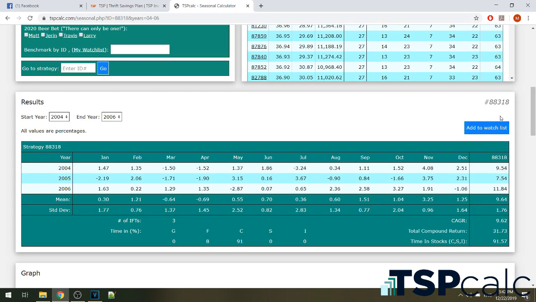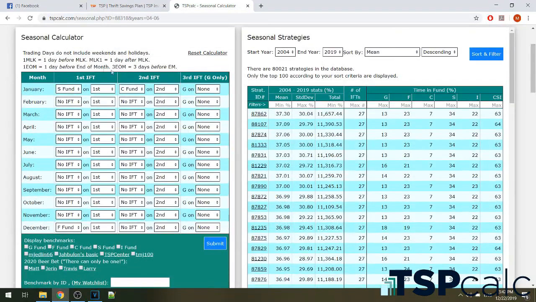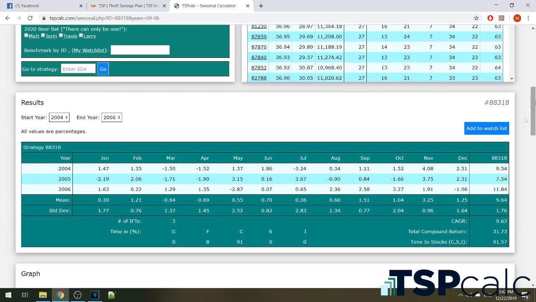So this strategy number 88318, which again is defined by these trades here, returned 9.54% in 2004, and it returned 11.84% in 2006, and that 3-year average, aka the mean, was 9.64%. Okay.